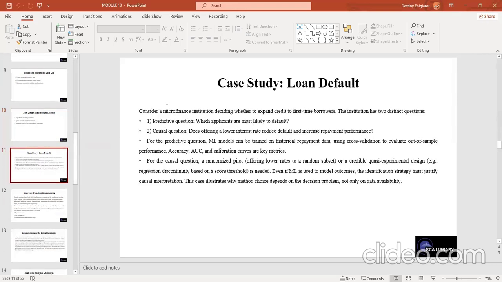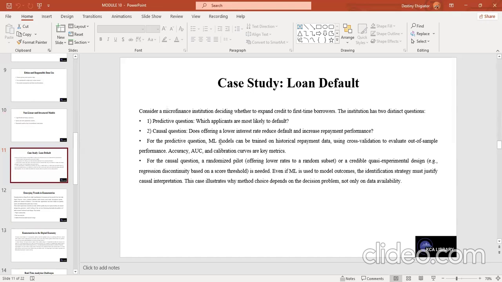Let's look at a case study here. Consider a microfinance institution deciding whether to expand credit to first-time borrowers. This institution has two distinct questions. One, a practical predictive question: which applicants are most likely to default? Two, a causal question: does offering a lower interest rate reduce default and increase payment performance?